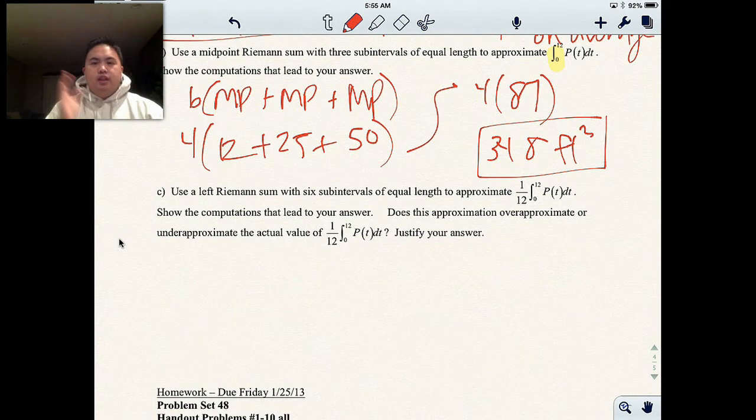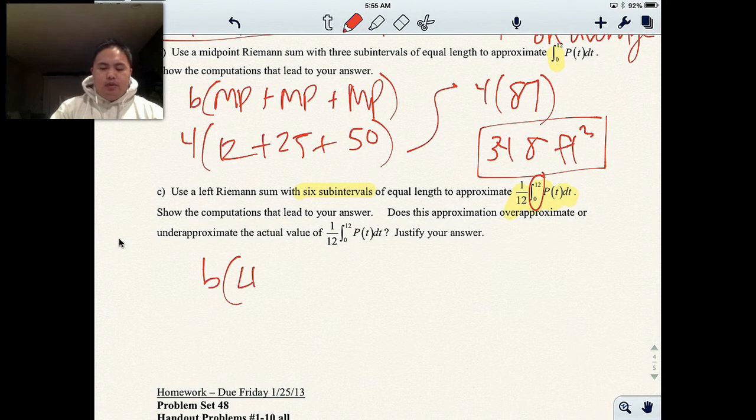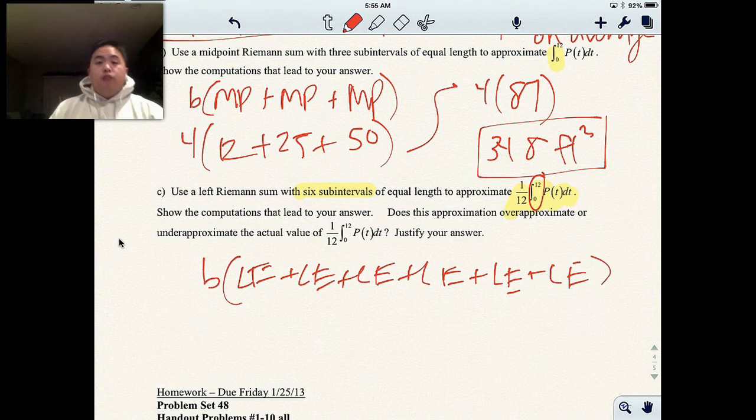Okay, last question, the left Riemann sum. This one, if you're careful, has 6 subintervals, and I want to estimate 1/12 of this, going from 0 to 12. So let's do this. For the left Riemann sum, the formula is base times the height at left endpoint 1, and so on. I have 6 subintervals, so I'm going to do this 6 times. If it's going from 0 to 12 with 6 subintervals, my base is going to be 2.